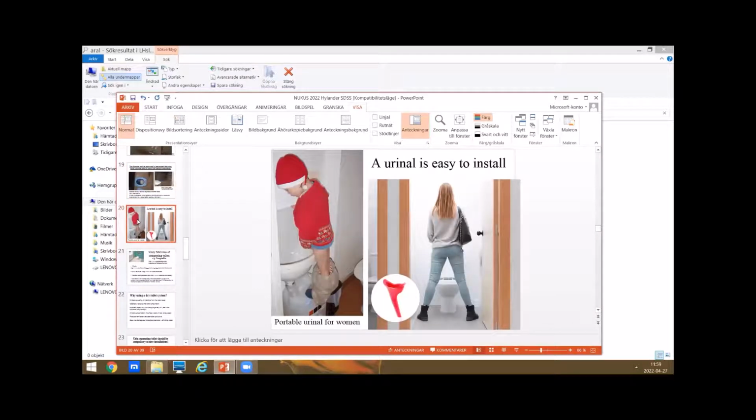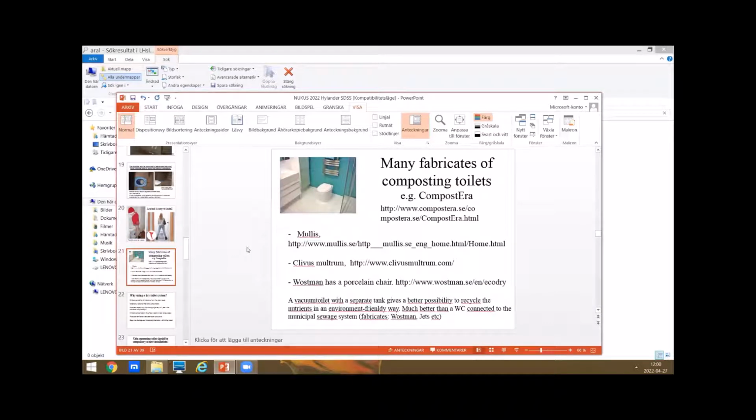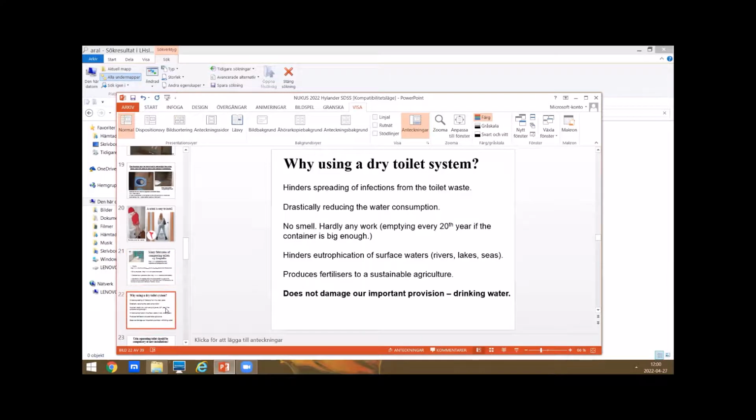And you can do urine separation in different ways. The easiest is to just collect it in a tin below the sink. You can also have special toilets, and you have portable urinals for women, which facilitate urine separation for women. And there are many manufacturers of composting toilets. You can have a look at these websites after the presentation.